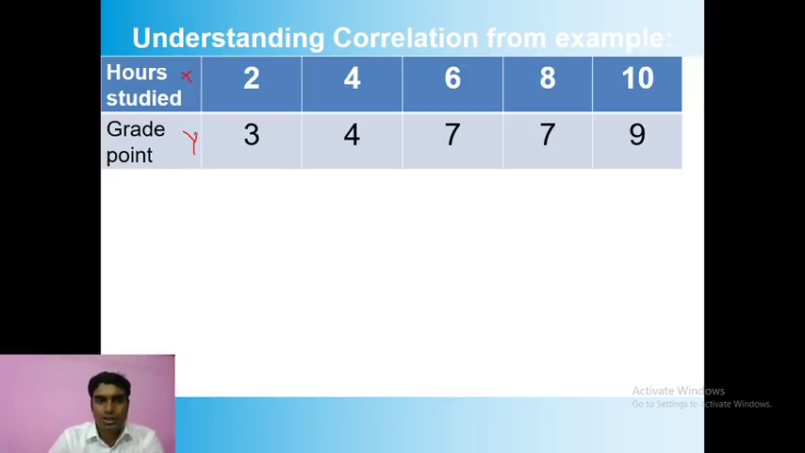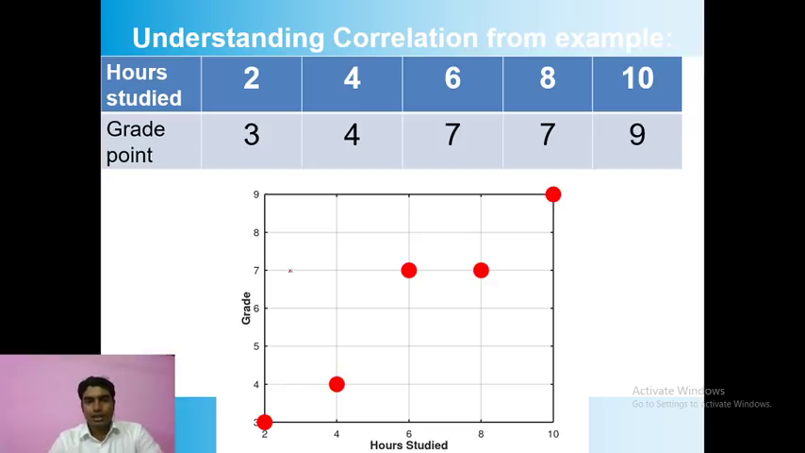So if I plot this data in the xy plane, this is the x variable, the number of hours one student studies, and y is his or her grade point. For the first number, 2, the corresponding grade point is 3, so this is the first dot, 2 and 3. Next one is 4 and grade point is also 4, then 6 and 7, 8 and 7, and the last data is 10 and 9.